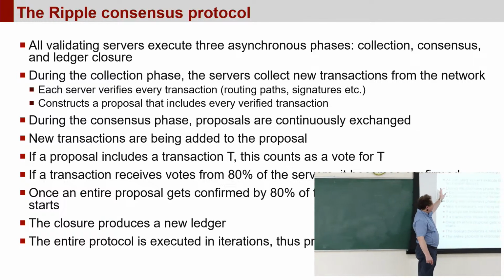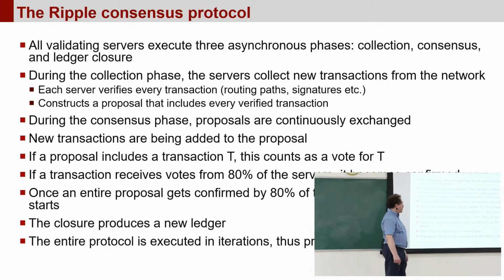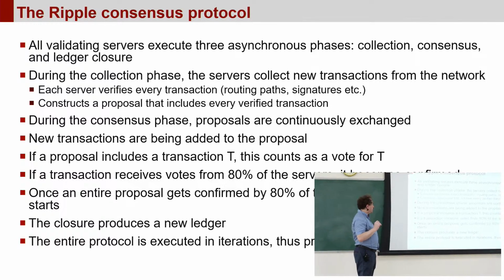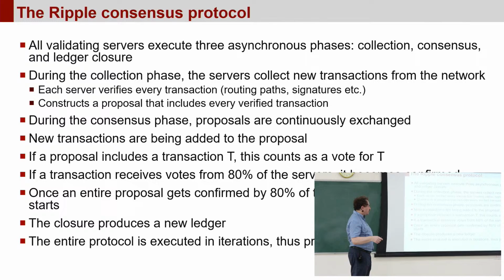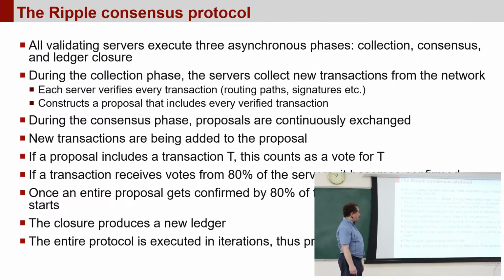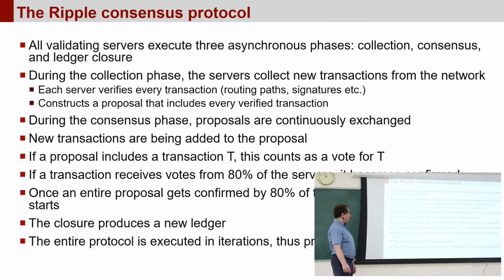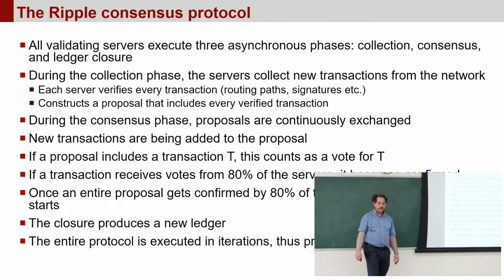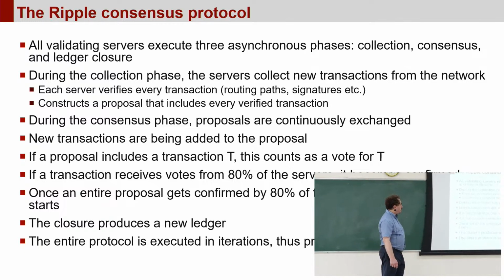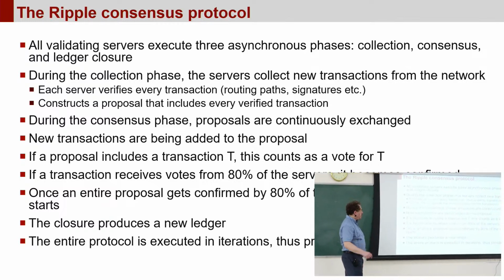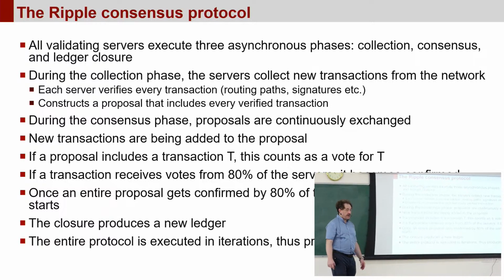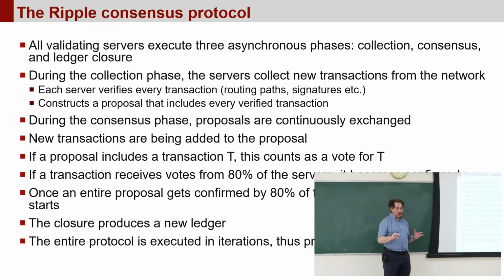All validating servers execute three asynchronous phases: collection of transactions, consensus on transactions, and ledger closure. During the collection phase, the servers collect new transactions from the network, and each server verifies every transaction, including the routing paths. And then, towards the end of the phase, the server constructs a proposal that includes every verified transaction received during the collection phase.